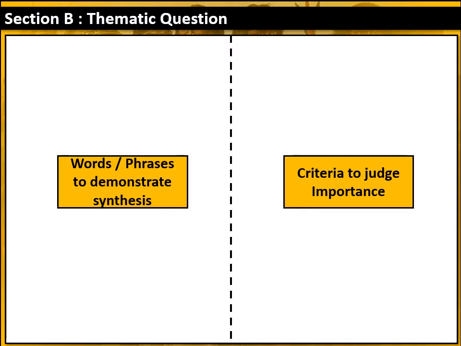How many words or phrases can you come up with that you could use in your writing that show you're comparing 2 things? And then secondly, what criteria might you use to judge whether one thing, in this case a turning point, is more important than another? Pause the video now and spend 5 to 8 minutes doing that.